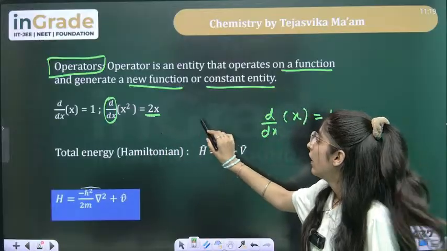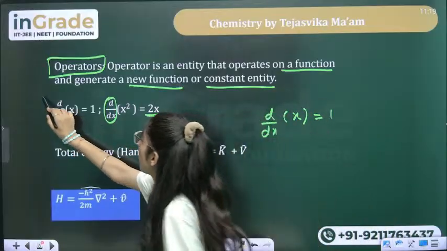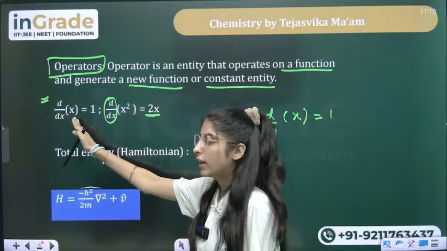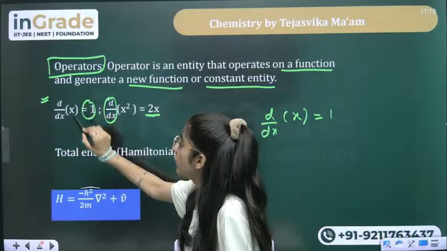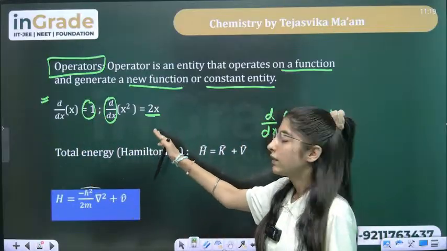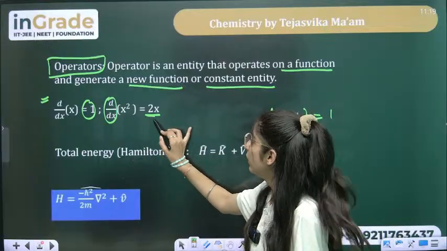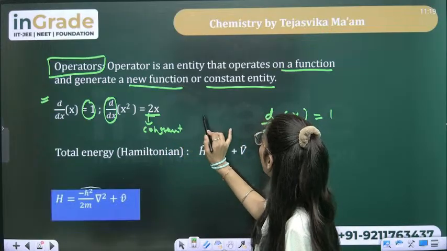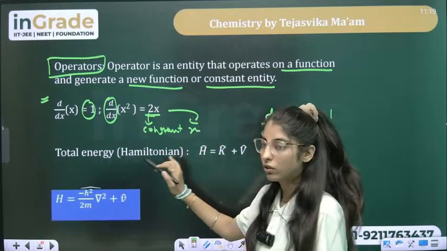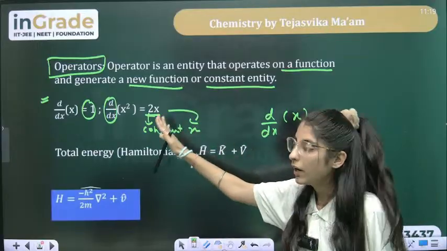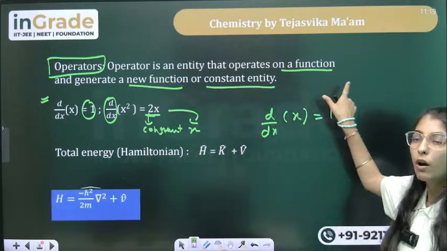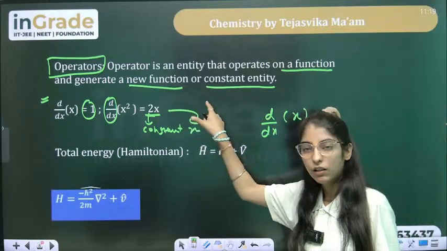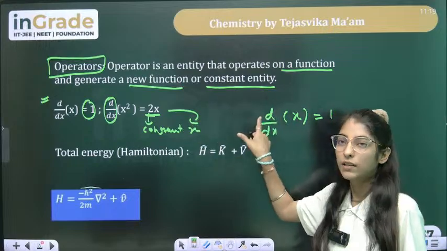See here, in the first observable, when I operate d by dx over x, I get a constant quantity. But in the next step, I got 2x. Here 2 is a constant and x is the new function. So simply, students, operators are entities. When you apply them over a function, they generate either a new function or give you a constant entity.